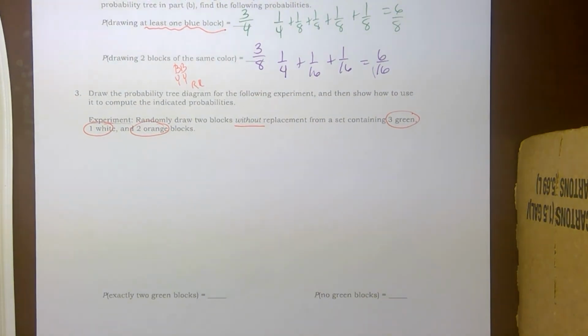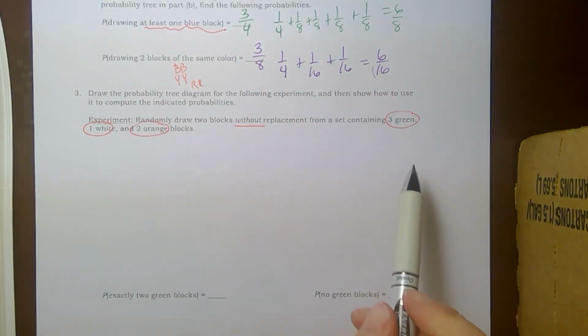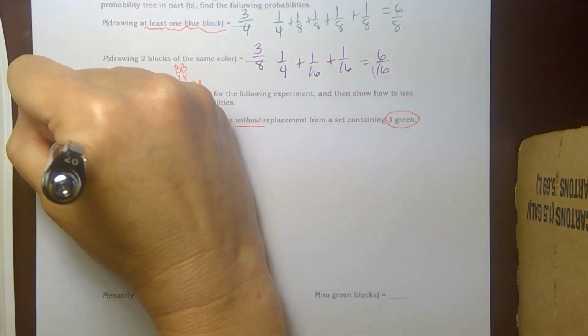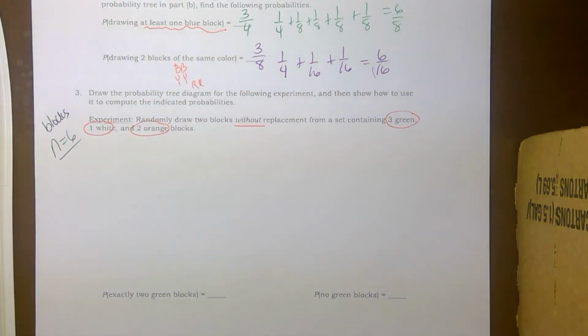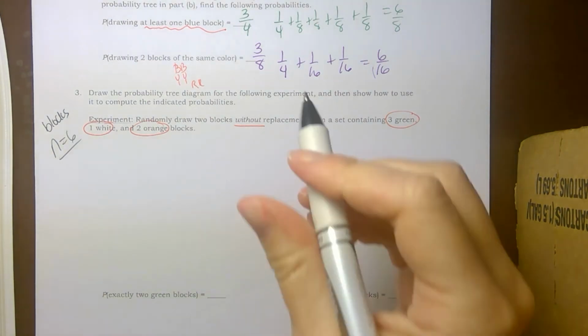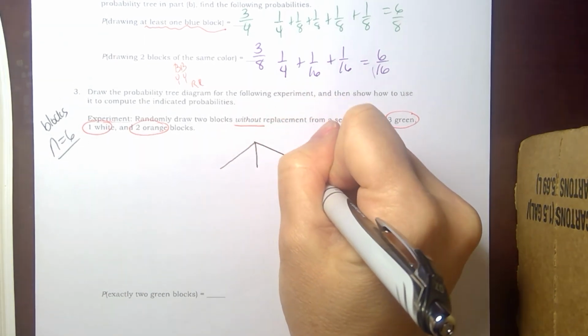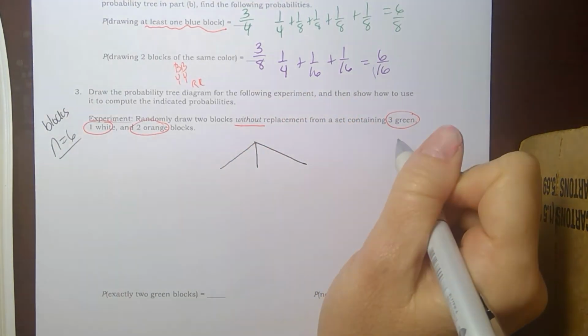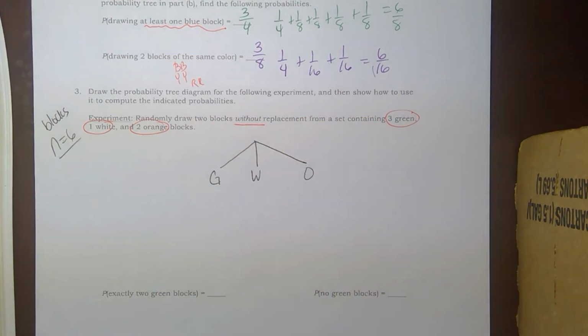All right, let's set up our probability tree diagram. We only have 3 different colors. We have n equals 6, 6 blocks. But we're not going to do 6 different branches because that just gets crazy. We only have 3 different colors, so we only need 3 different branches. So that's what we're going to do here. We're going to do 3 different branches. Our blocks are green, white, and orange.